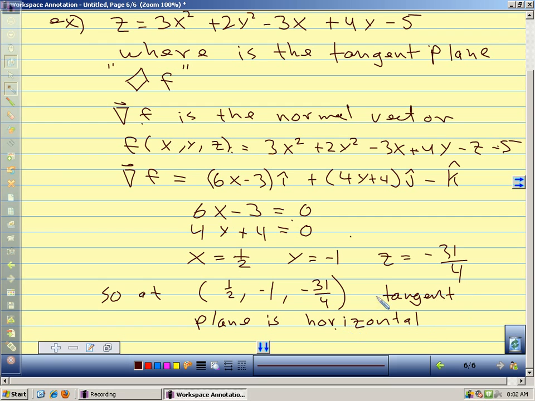Oh, Diamond F. So this point would also be a point of relative maximum or minimum, where our tangent plane is horizontal. And that's our next topic, analyzing multivariable functions for maximums and minimums.